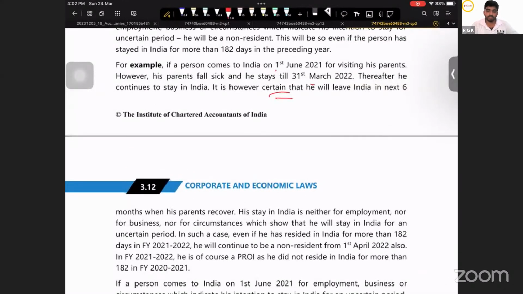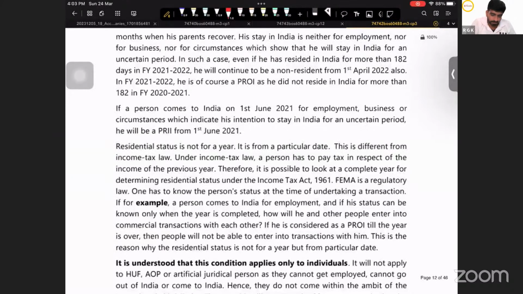So obviously the question will come, sir, on 31 March 2022 he stayed. No. So that means whether he is a person resident in India. No. I should see the previous year. I should see the previous year test. First test is the previous year test. Second test is the condition test. If you pass the previous year test, then come to the second test. If you don't pass the previous year test itself, don't go for the second test. Classify him as person resident outside India.